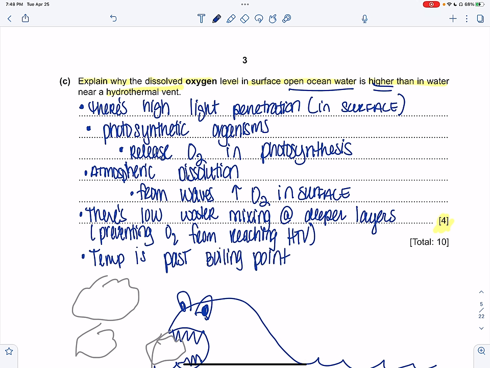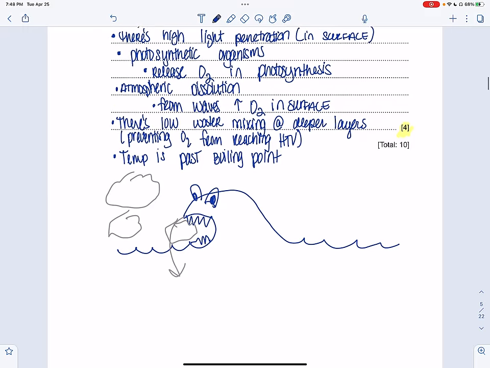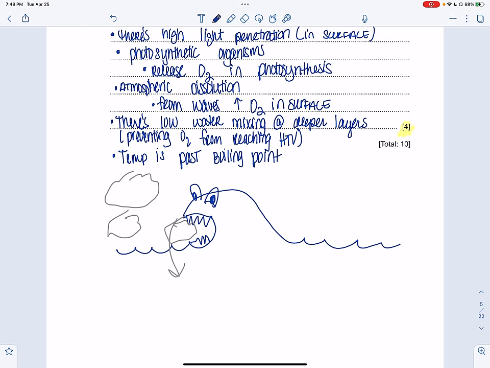Okay, my iPad's really hot. Probably because it's charging right now.